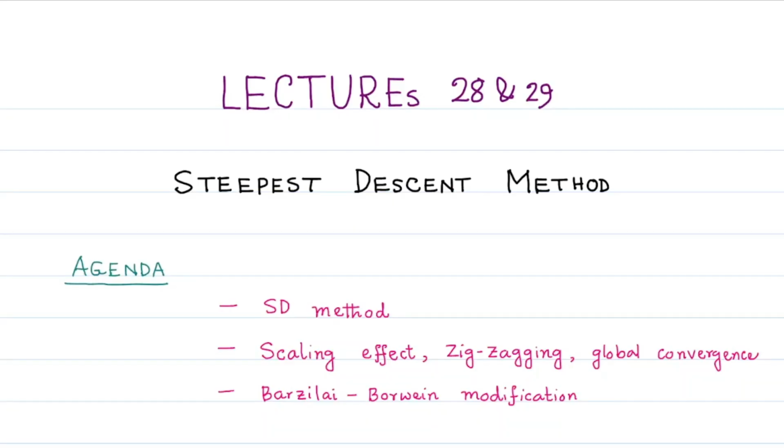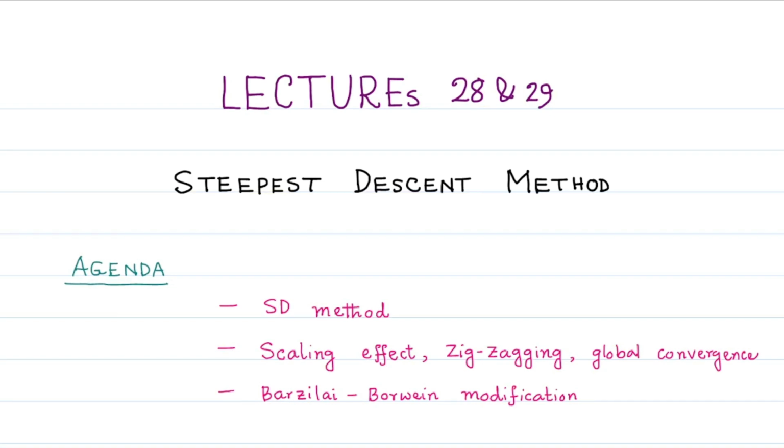This lecture is completely devoted to only one method, the steepest descent method, one of the most ancient and one of the most popular optimization algorithms to solve an unconstrained optimization problem. Neatly, the agenda of this lecture is as follows. At first, we will derive the steepest descent method.